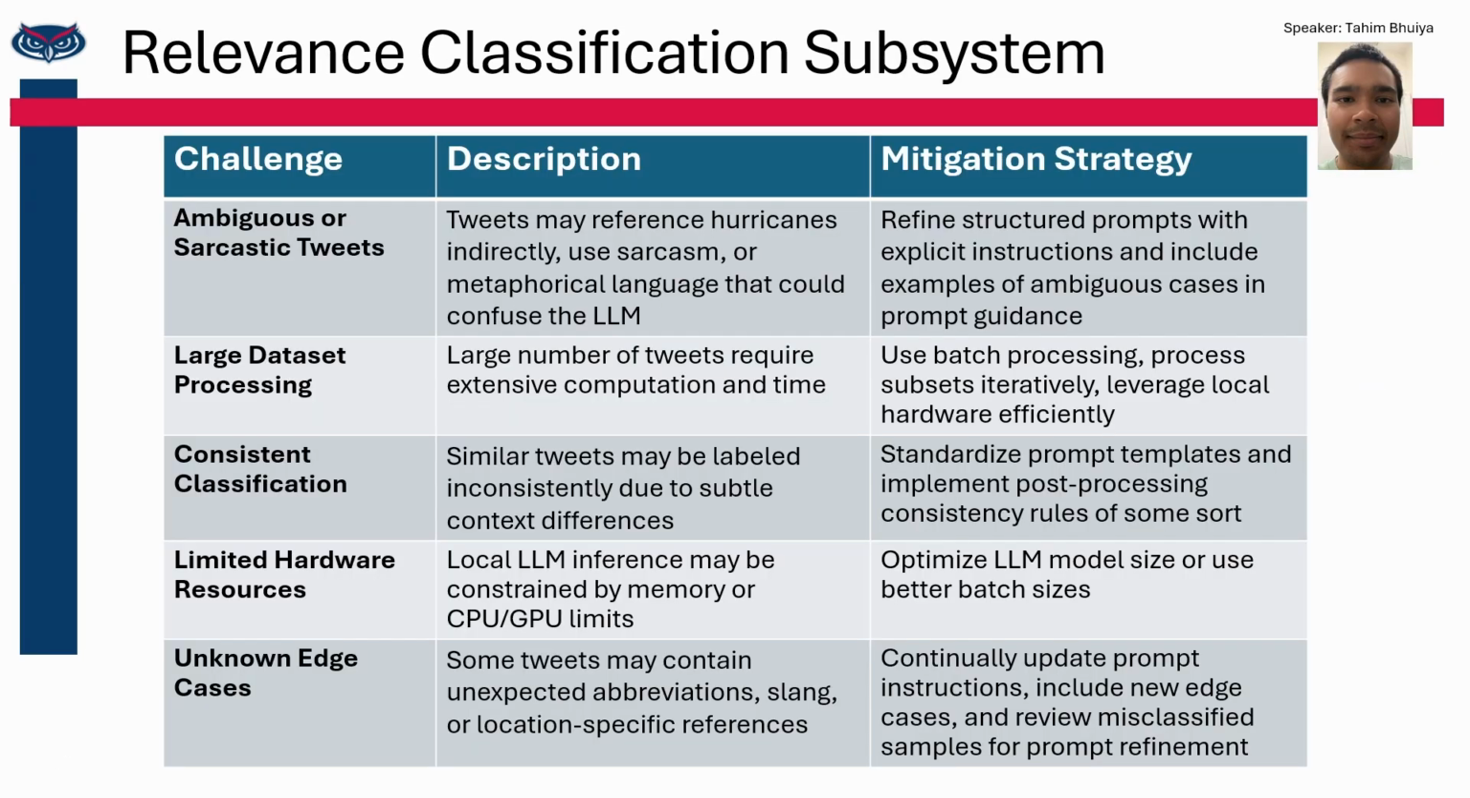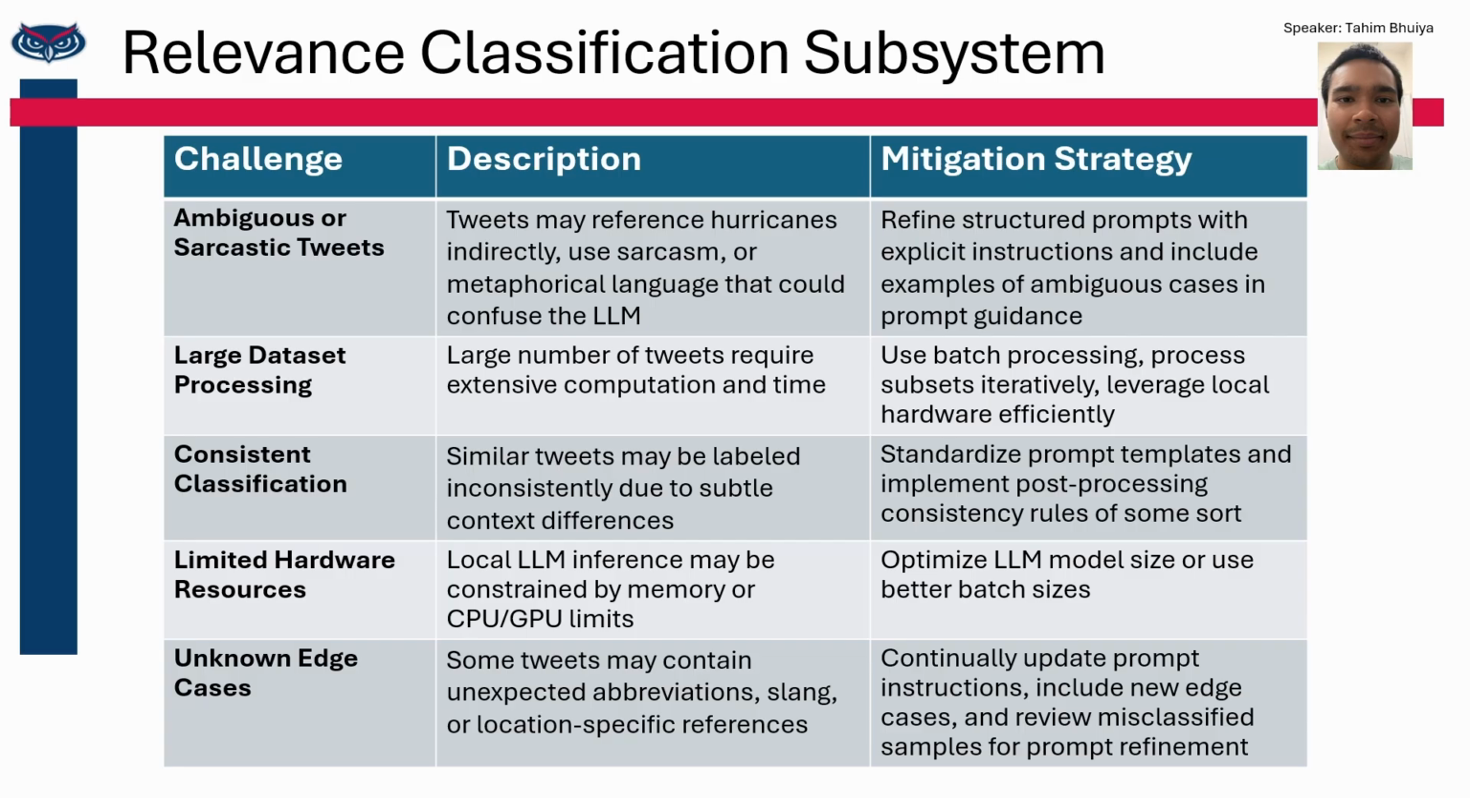So our relevance classification system faces several key challenges, and one of these is facing ambiguous or sarcastic tweets, as they can be difficult for our model to interpret. So to combat this, we plan to refine our prompts with explicit instructions and examples. And then large datasets also require batch processing and iterative handling to manage hardware limits efficiently. So to ensure consistent classification, we standardize our prompt templates and apply post-processing rules.